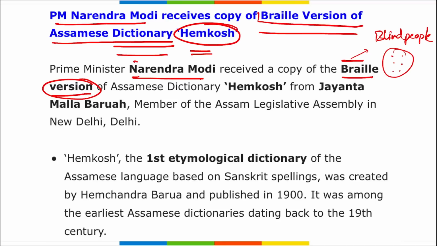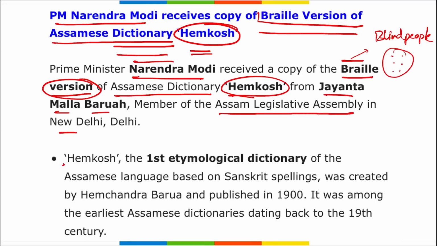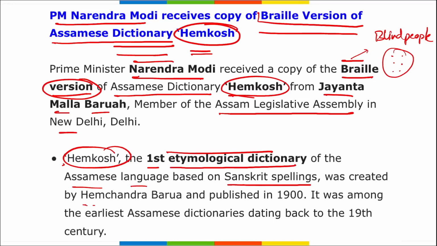So coming back, Prime Minister Narendra Modi received the Braille version of the Assamese dictionary Hemkosh from Jayanta Malla Barua, who is a member of the Assam Legislative Assembly, in New Delhi. Hemkosh, the first etymological dictionary of the Assamese language based on Sanskrit spellings, was created by Hemchandra Barua and published in 1900. It was among the earliest Assamese dictionaries dating back to the 19th century. So now the Braille version of this Assamese dictionary, Hemkosh, has been released.